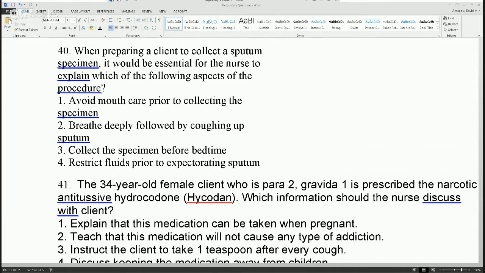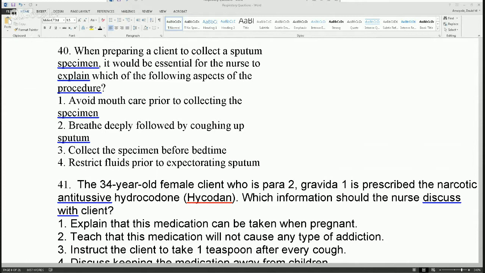It is not 1. Mouth care should be offered prior to collecting any sputum specimen. So you just swish and spit. That's still, you don't avoid it though. Remember, you want to get the deep stuff. You don't collect before bedtime. And if you cough it up out of your mouth, that's wrong.